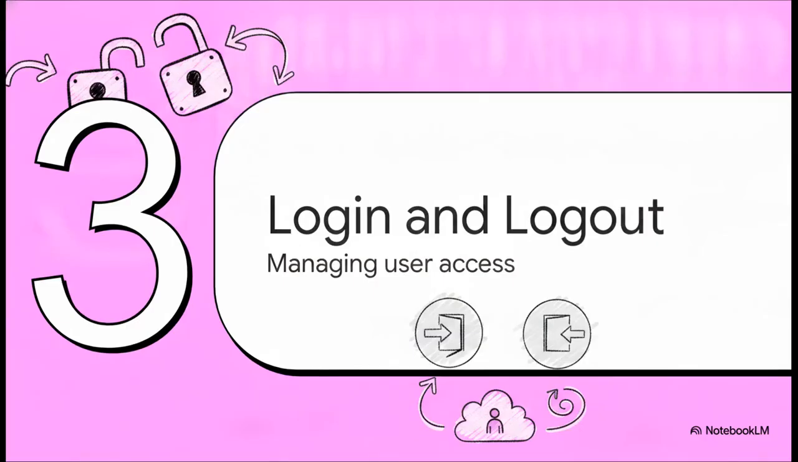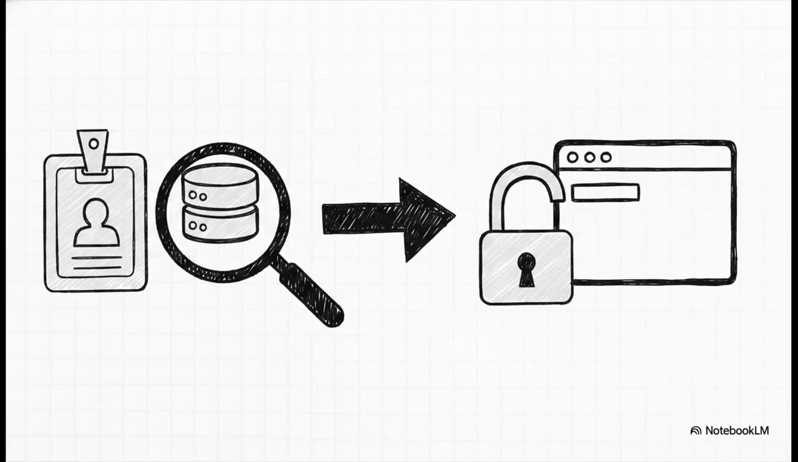All right, Section 3, Login and Logout Views. Let's look at managing user access. So when a user is ready to log in, we actually use two separate backend functions. First up is the authenticate function. Think of this kind of like a security guard checking an ID card. It verifies the credentials against what's saved in the database. If there's a match, we then call the login function. This one actually unlocks the door and officially starts their session in the browser.